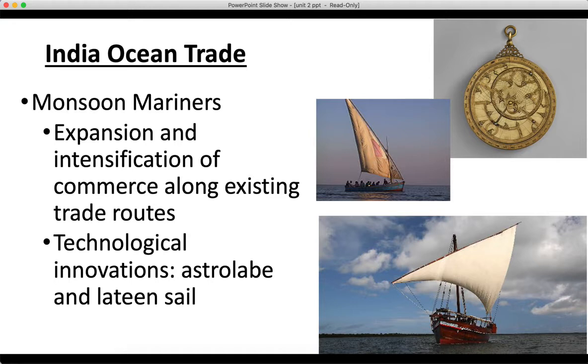We see the expansion and intensification of commerce along existing trade routes during this time, part of the stability brought on by the Pax Mongolica. You have technological innovations like the astrolabe. You see it pictured here. It's the thing that looks kind of like a watch. Astrolabe.